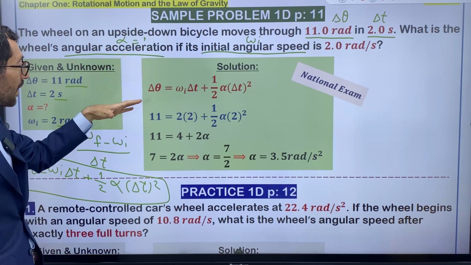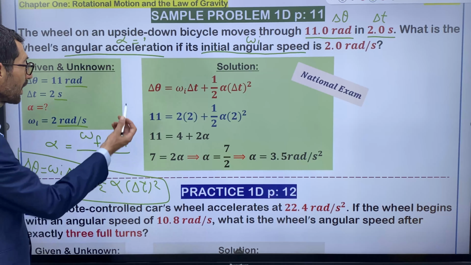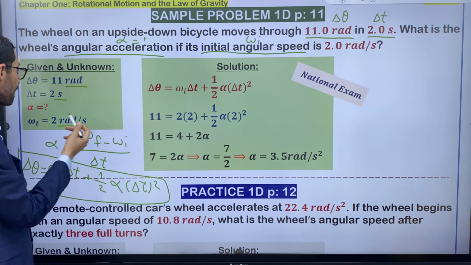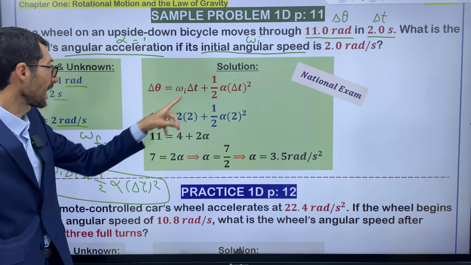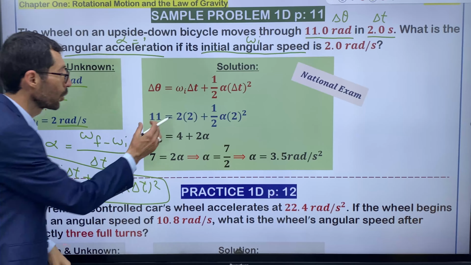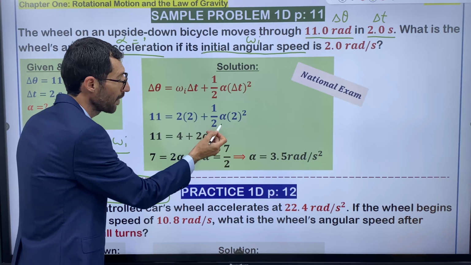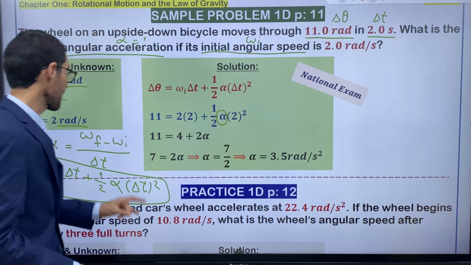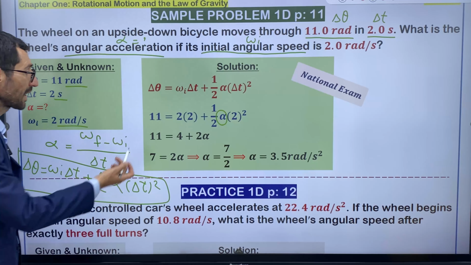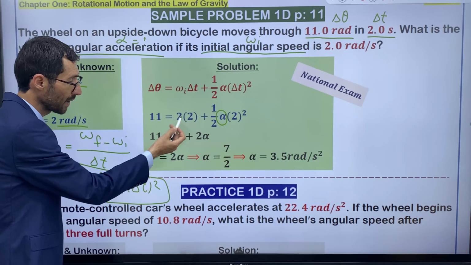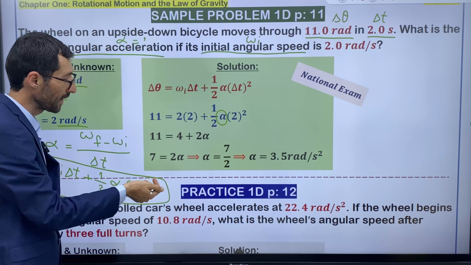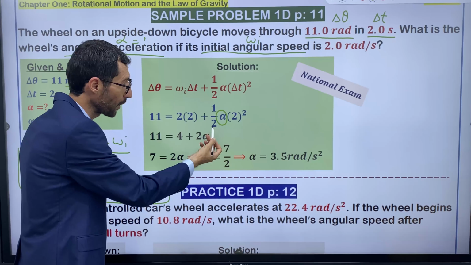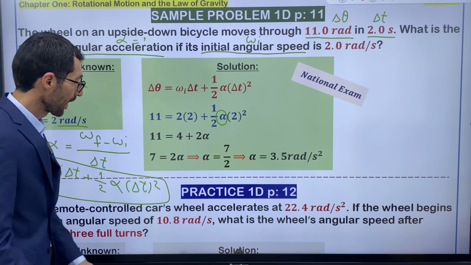I substitute the numbers. Instead of delta theta, I write 11; omega I is 2, delta t is 2 seconds, so 2 multiplied by 2, plus 1 over 2 alpha. We don't have it, we look for it. And delta t is 2 seconds squared. Now 11, and 2 times 2 is equal to 4. Bring it down, and after that, 2 squared becomes 4, divided by 2 becomes 2 alpha.